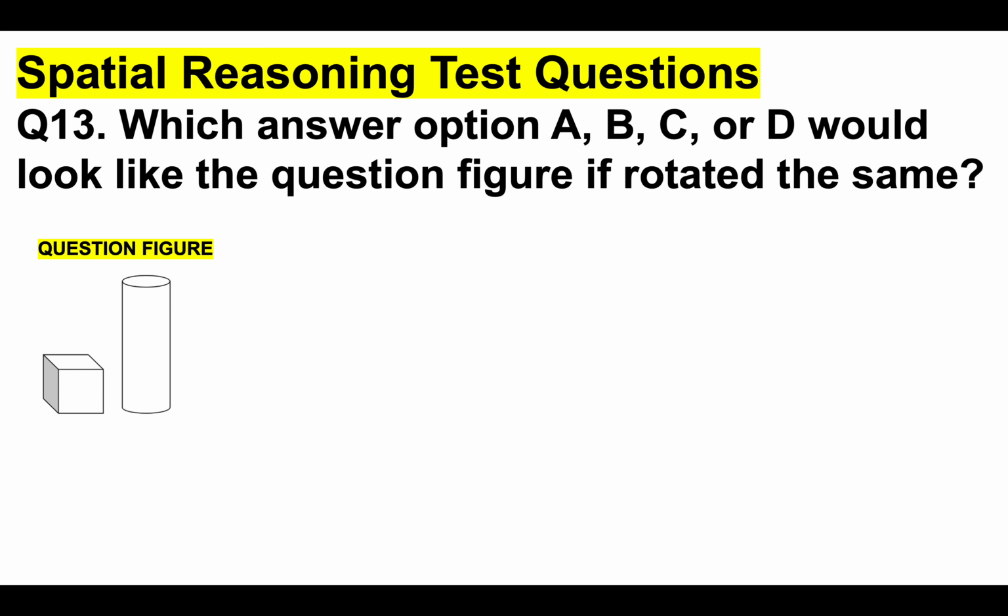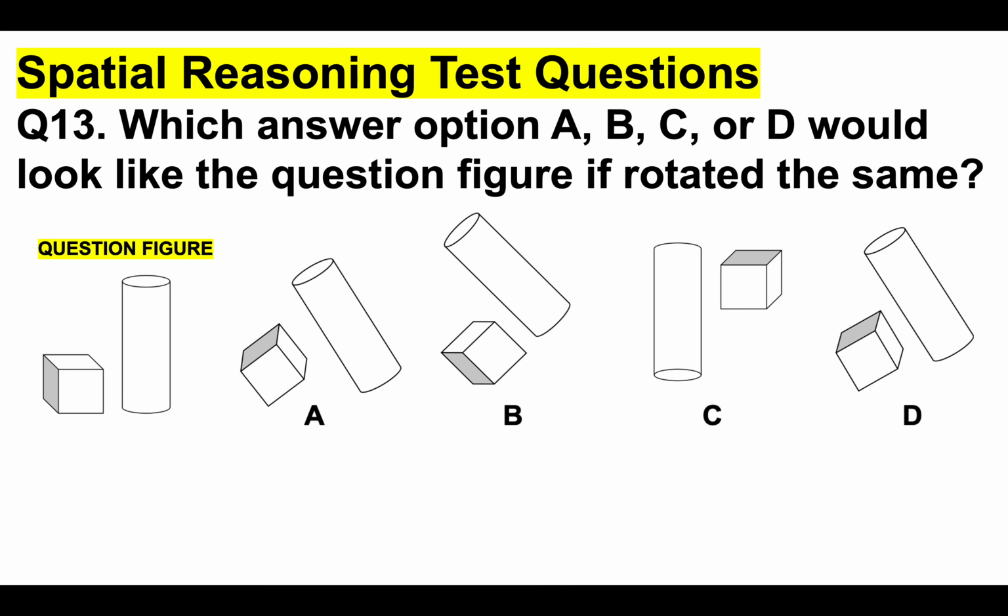Question 13, which answer option, A, B, C or D, would look like the question figure if rotated the same. So the question figure is on the left. And my advice is to look for areas of the shapes that stand out. And in this particular shape, we have the shaded part on the left and the circular part on the top.